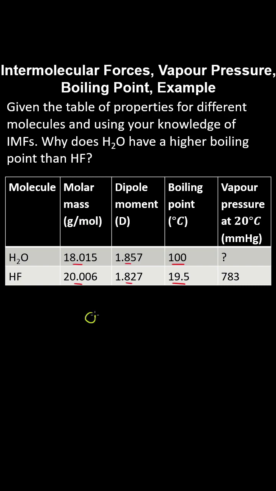And if we draw the molecules, we can see that both types of molecules are going to form hydrogen bonds, but what we can observe is that the water molecule has 3 atoms at which it can form hydrogen bonds, whereas the hydrogen fluoride molecule can form hydrogen bonds at 2 points. So given that 3 intermolecular forces have to be overcome, we can say that this is the reason why the boiling point of water is higher.